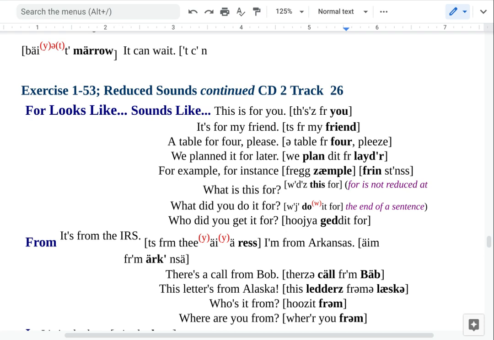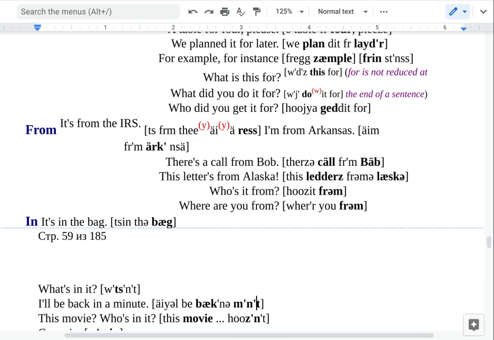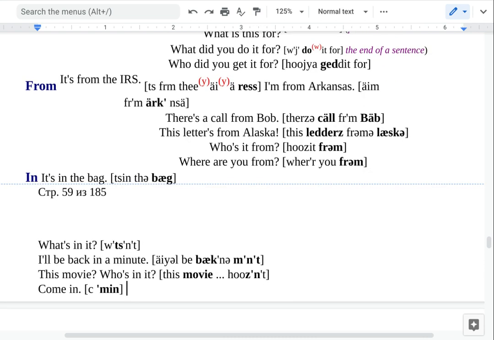From: it's from the IRS. I'm from Arkansas. There's a letter from Bob. This letter's from Alaska. Who's it from? Where are you from? In: it's in the bag. What's in it? I'll be back in a minute. This movie? Who's in it?